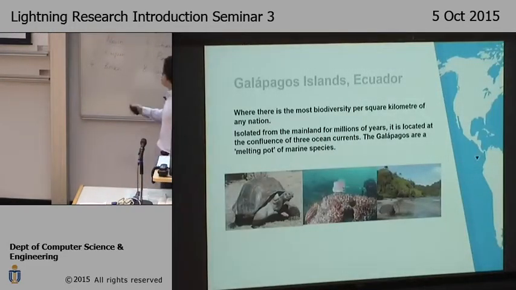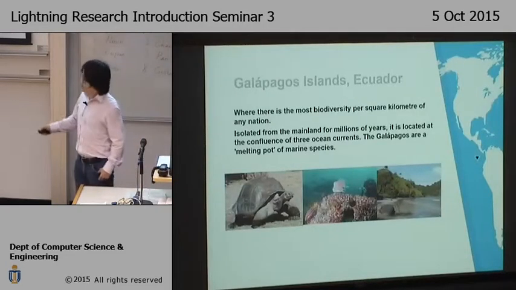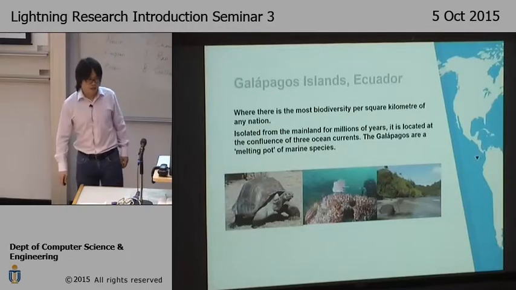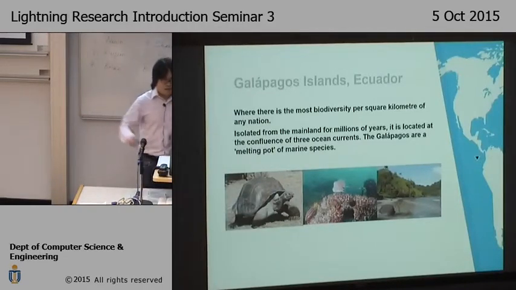Then this is another place in Ecuador. It's the place where Darwin discovered the origin of life, with an extremely wide diversity of animals.